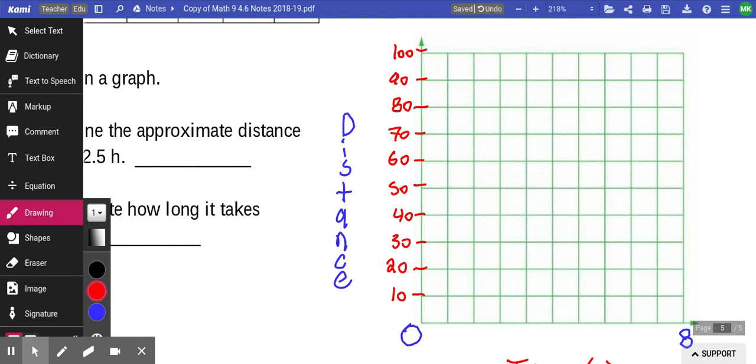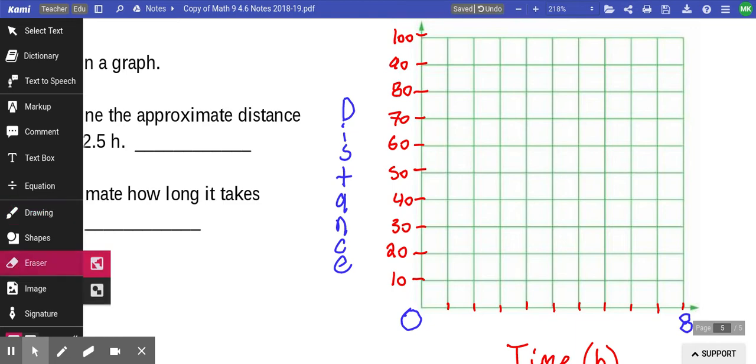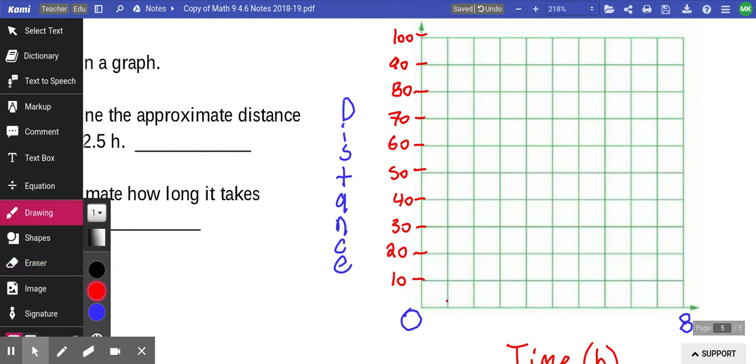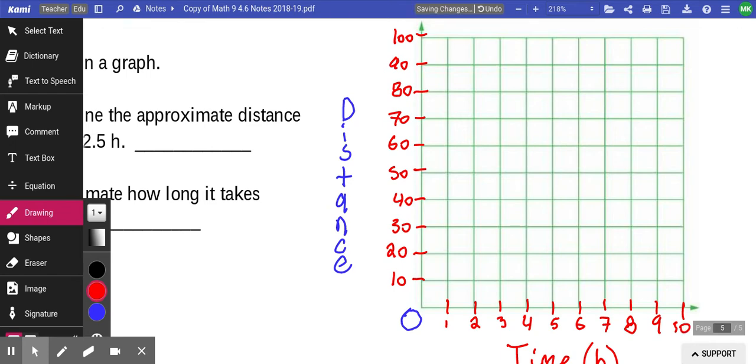If I'm trying to get my hours out to 8, I might want to count by 0.5s, like half hours. If I did that, then this would be 0.5, 1, 1.5, 2, 2.5, 3, 3.5, 4, 4.5, 5. Not enough. So going by half hours won't work. That means I'm going to have to count by hours. So this would be 1 hour, 2, 3, 4, 5, 6, 7, 8, 9. And now my maximum number of hours on my graph, instead of being 8, is 10. Try to use as much of your graph as you can. That's the idea here. Don't make little tiny graphs. Try to space it out.